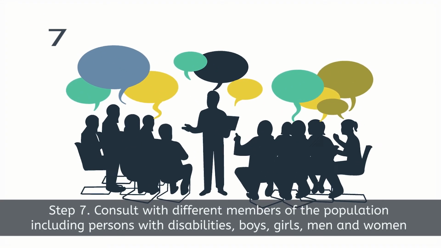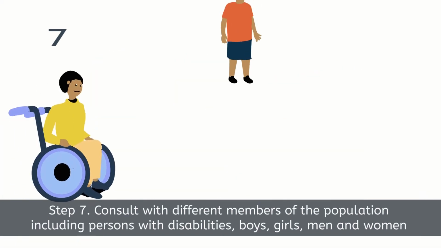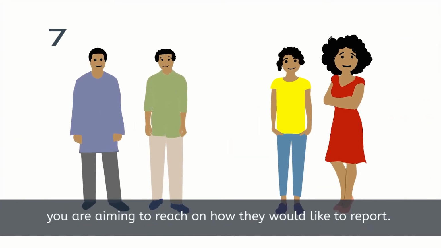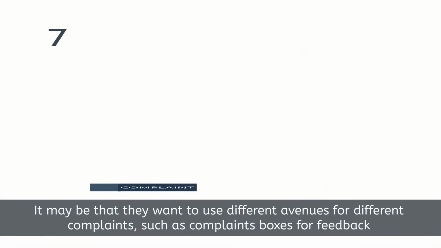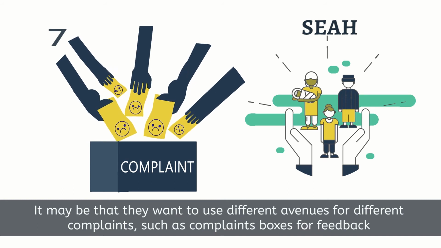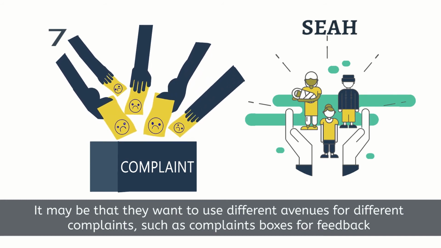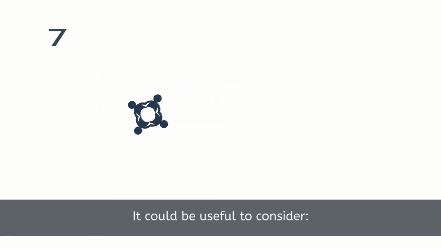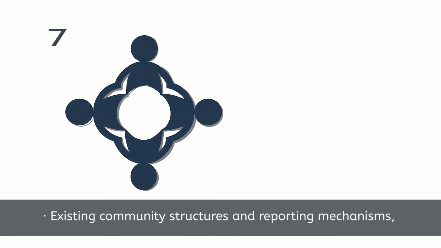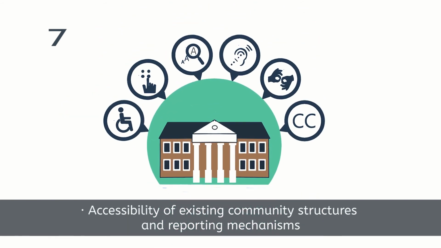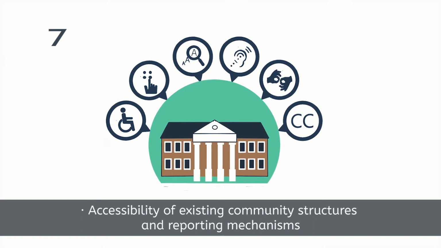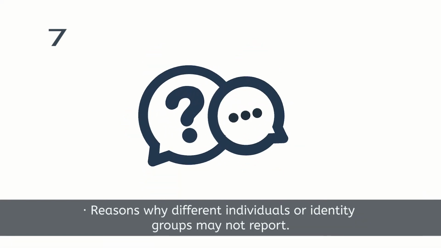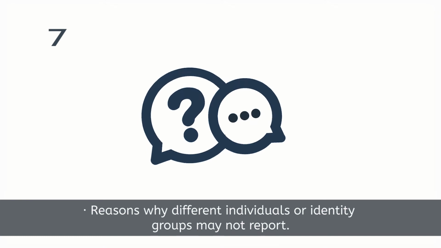Step 7. Consult with different members of the population, including persons with disabilities, boys, girls, men, and women you are aiming to reach on how they would like to report. It may be that they want to use different avenues for different complaints, such as complaints boxes for feedback, but a trusted staff member to discuss SEAH. It could be useful to consider existing community structures and reporting mechanisms, accessibility of existing community structures and reporting mechanisms, communications channels, languages and locations, and reasons why different individuals or identity groups may not report.